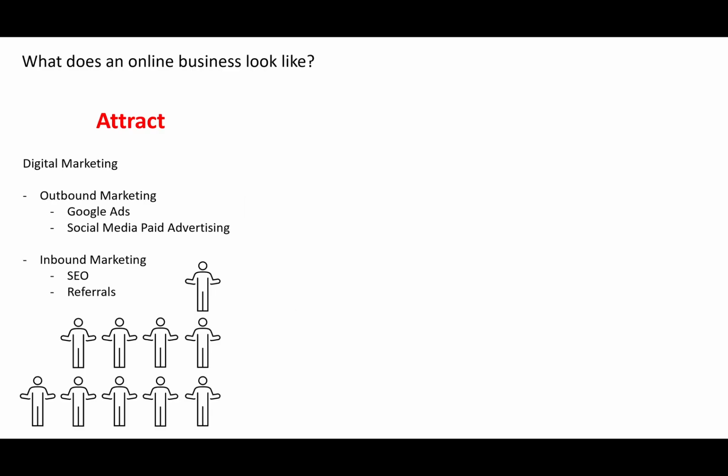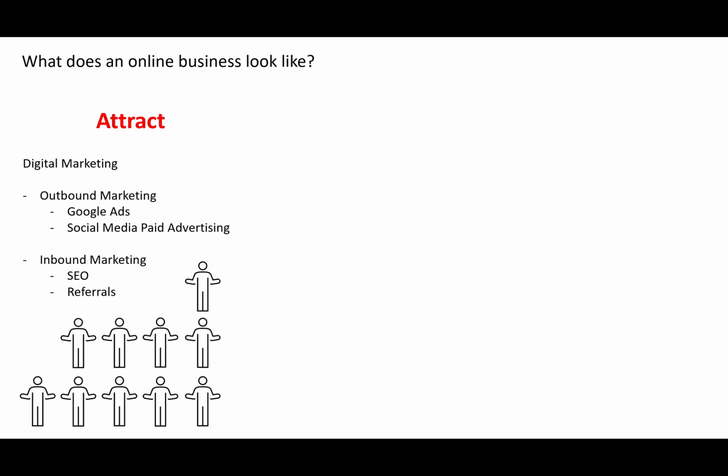So before we actually go on and create a website, I wanna go over what an online business looks like. The first thing you need to do when you create an online business is attract people to your website. This is done using digital marketing. There are two types of digital marketing: outbound marketing and inbound marketing. The outbound marketing is marketing that you have to pay for. This is Google Ads or social media paid advertising, Facebook, Instagram, TikTok, you name it.